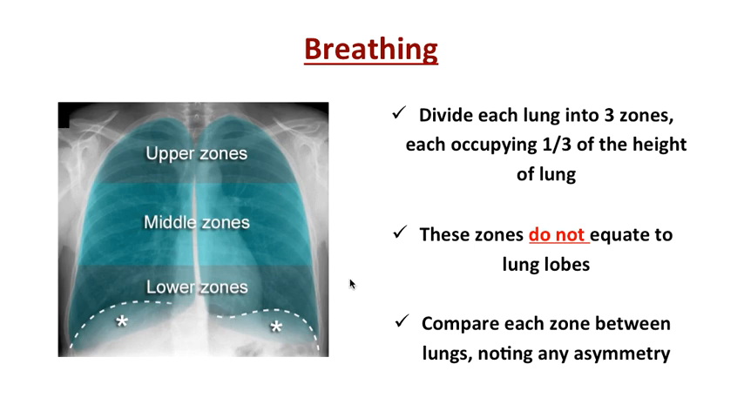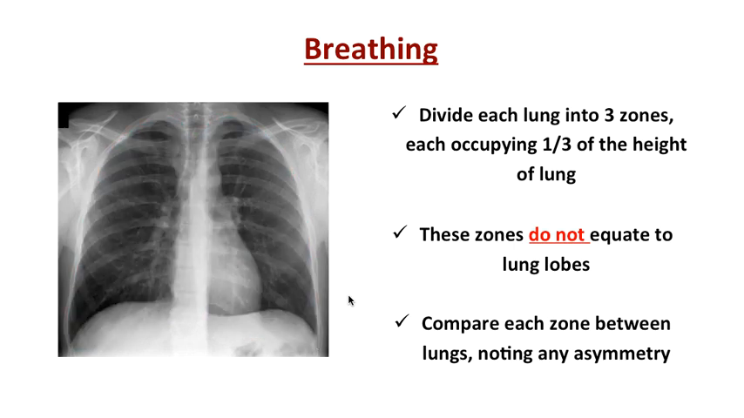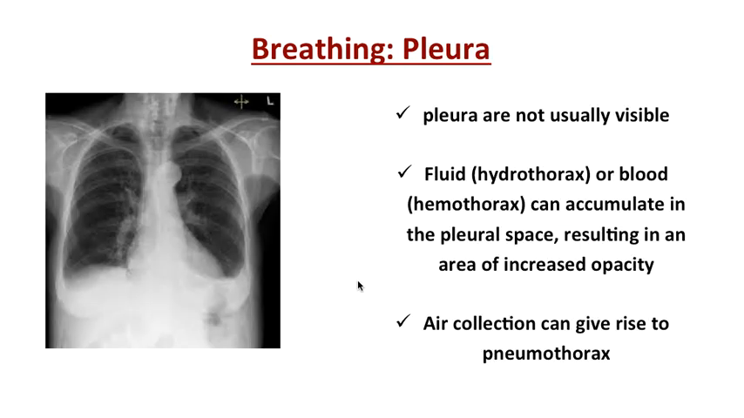Once you are looking at these zones, you have to compare each zone between the lungs, noting any asymmetry, right? The second thing, apart from the lung fields, which you look at in breathing is the pleura. Pleura are usually not visible until they are very thickened. What makes the pleura visible is fluid or blood accumulation in the pleural space, which can result in an area of increased opacity. You should also look at the costophrenic angle. So you look at the CP angle. Here the CP angle is not acute, it is blunted in this X-ray. So it means that there is a slight fluid collection on the left side.